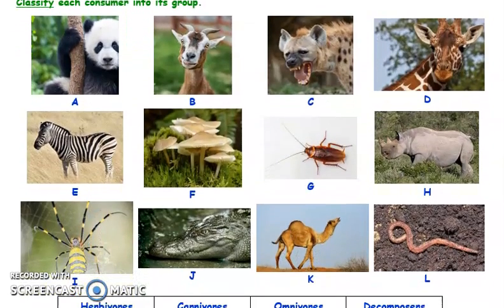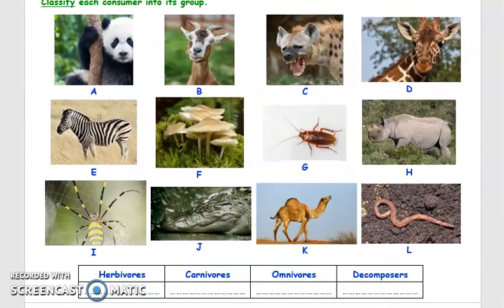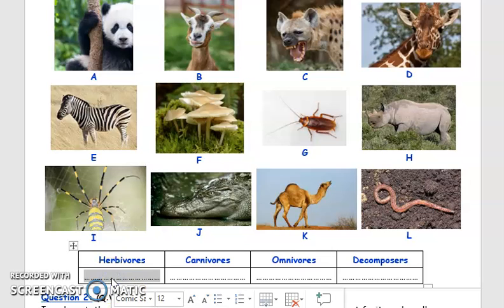Classify each consumer into its group. A is a panda. Pandas feed on bamboo plants. They eat the stems of bamboo, the leaves of bamboo, so pandas are herbivorous animals. B. Goats. Goats also feed on plants only, so goats are herbivorous animals too.